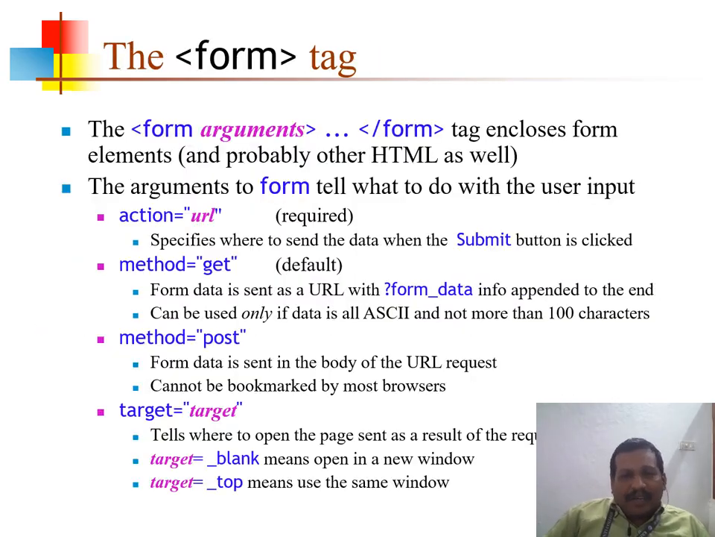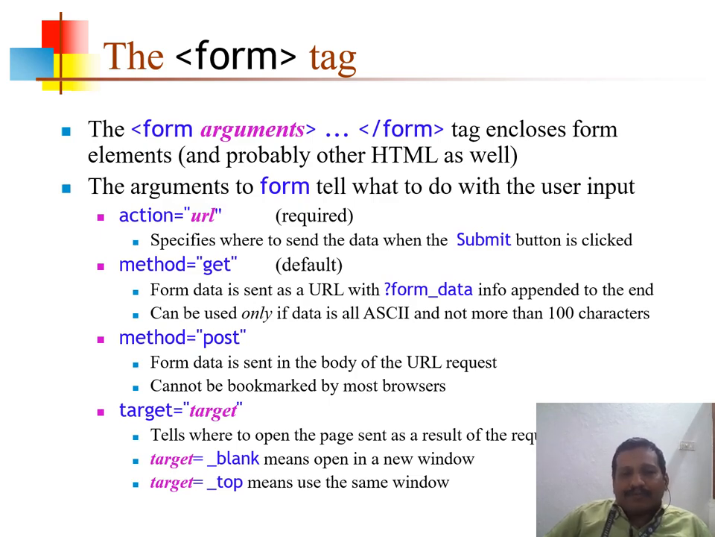The form tag encloses form elements, so you need to tell it what to do with the user input. There are several attributes required for the form elements to work with. The first one is action, where you need to specify the URL. When the submit button is clicked, where the data has to be sent is placed in the action URL.